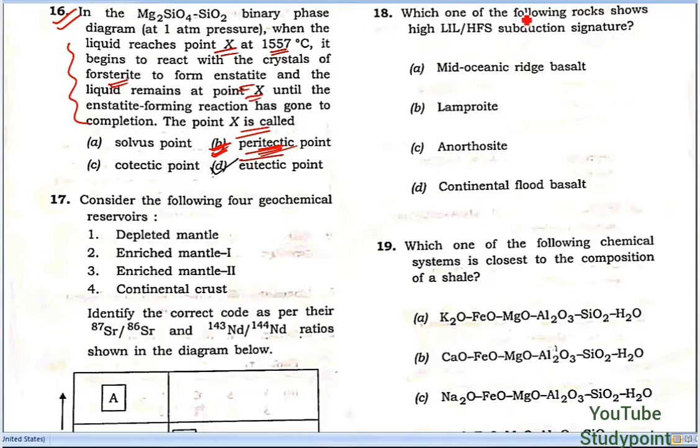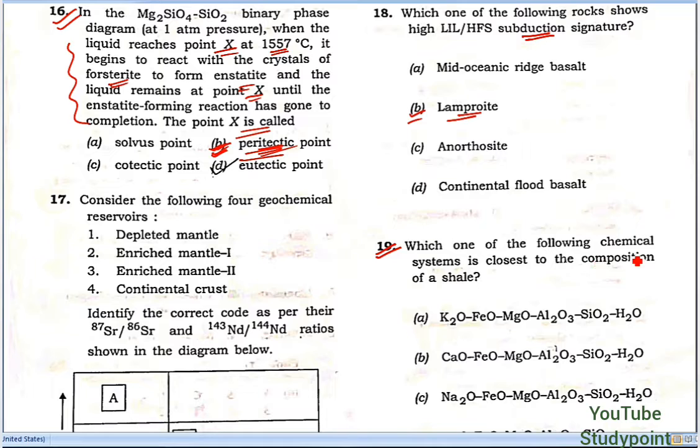Next, which one of the following rocks shows high LIL and HFS subduction signature? So what is asked in this question? That high LIL and HFS pattern is recognized as a distinctive feature of subduction related magma. The right answer is option B, lamprophyre, because this is derived from volcanic rock. Next question, question number 19.